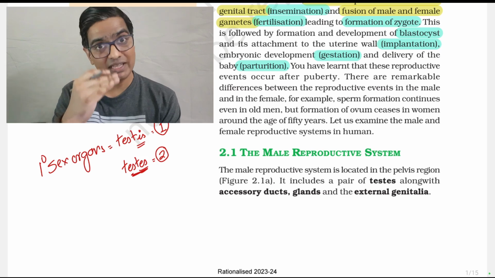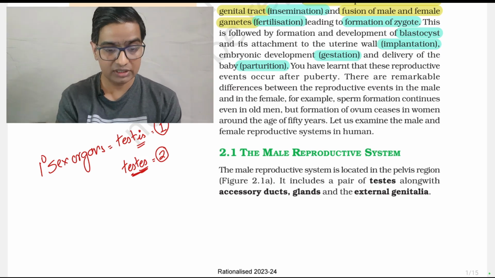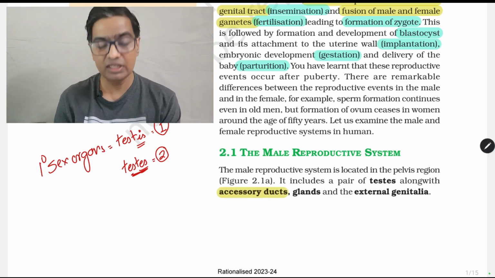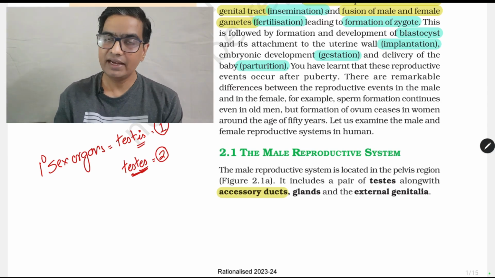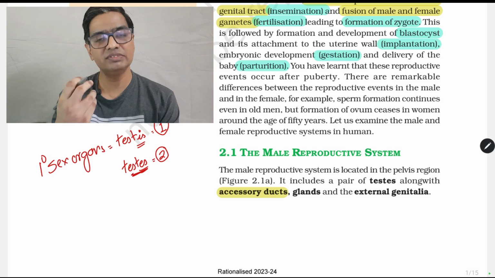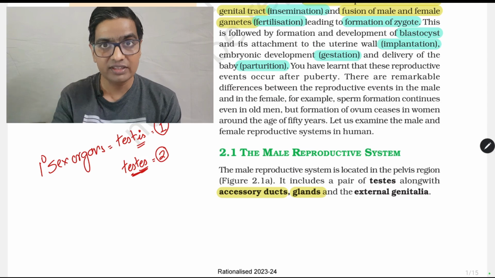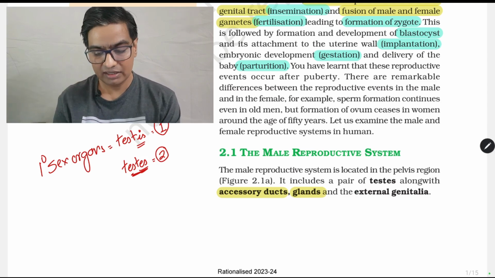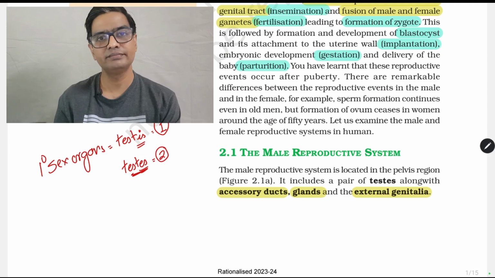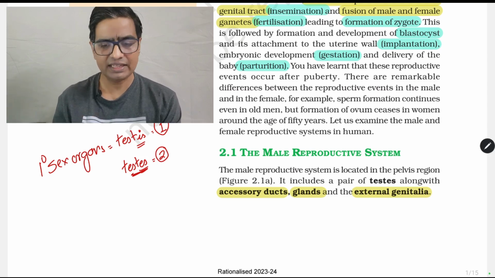But the sperms have to be carried out of the body. So the male of course needs some tubes. These are called accessory ducts. And to help the sperm achieve its target of fertilization, we have some glands which contribute secretions to the semen, and external genitalia. Genitalia is the sex organs.